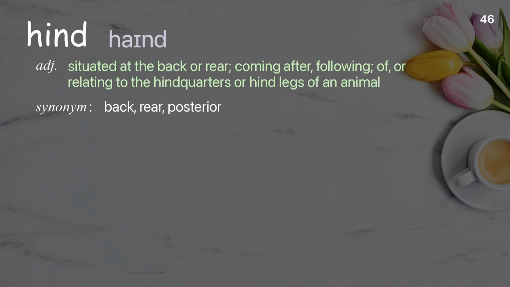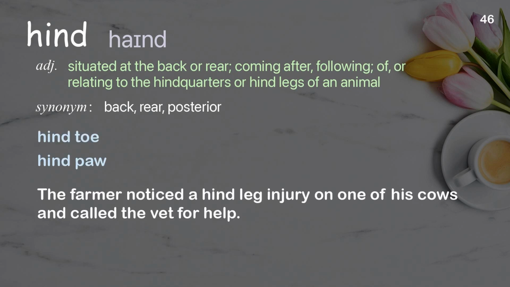Hind. Situated at the back or rear, coming after, following, of, or relating to the hindquarters or hind legs of an animal. Examples: Hind toe, hind paw. The farmer noticed a hind leg injury on one of his cows and called the vet for help.